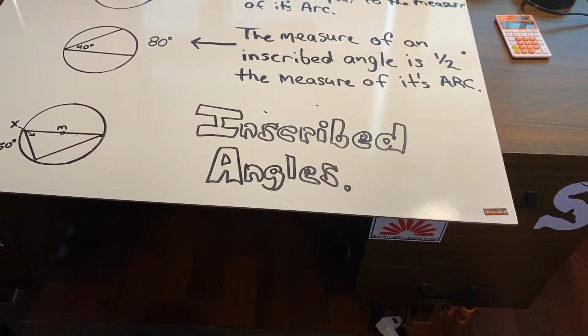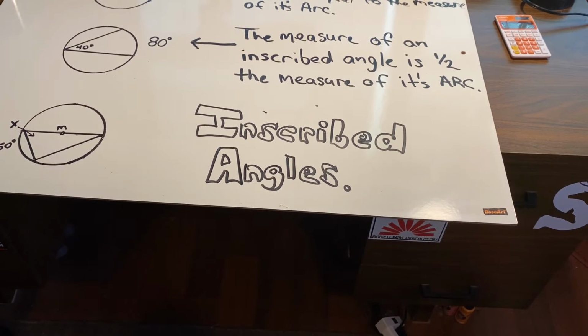Good morning, everybody. Today's lesson, we're going to be talking about inscribed angles. If you remember, before we left for school, we were working with what was called a central angle. And if we remember, an angle with the vertex at the center of a circle is a central angle.